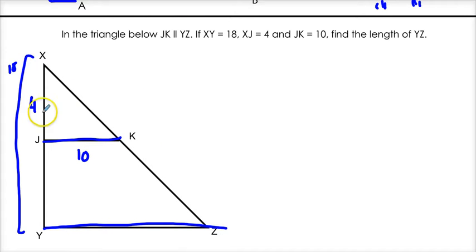Now, just as before, we need to find what this part is, right? We know if this is 4, what is this? Well, we could do the same thing as we did before. We could subtract 18 by 4, that's the whole thing by this top part. So let's do 18 minus 4. And we get 14. So we got 14 right here. Okay? Now the question says, what is YZ? Which is right here. So that's where our x goes.